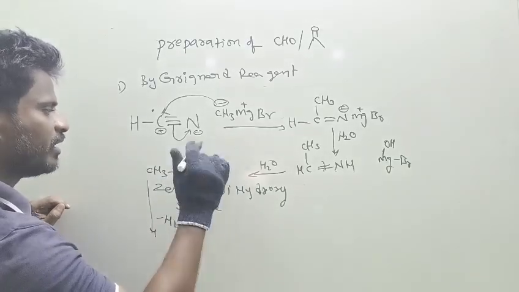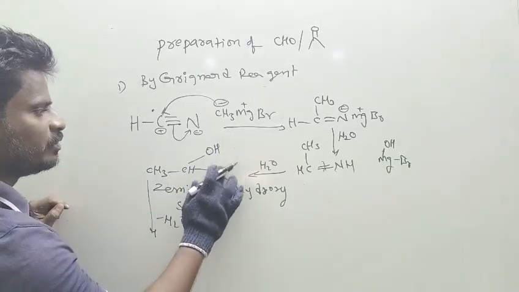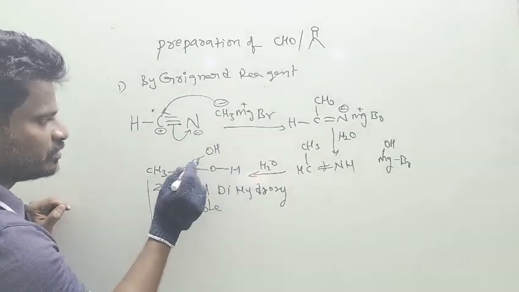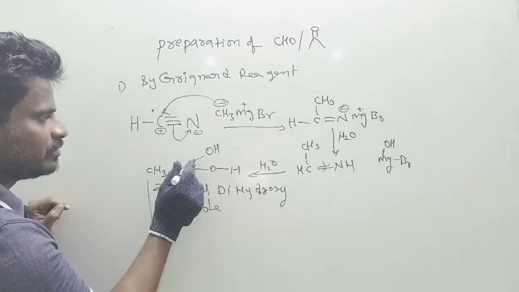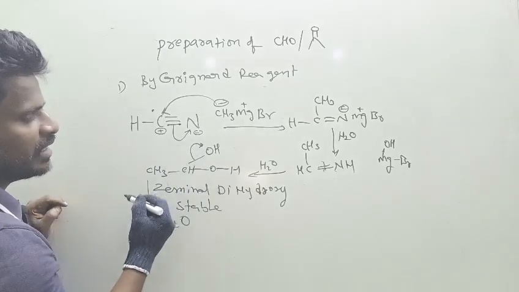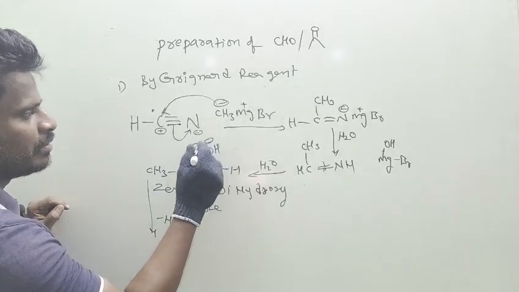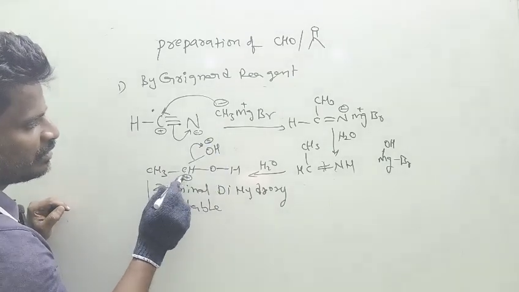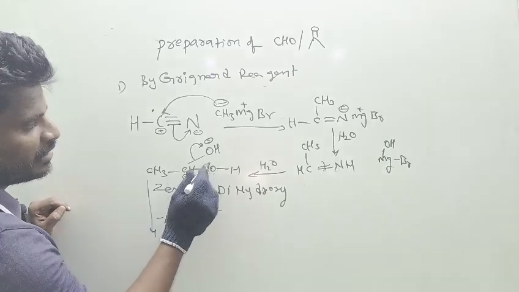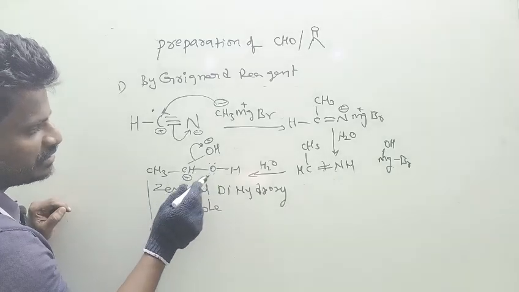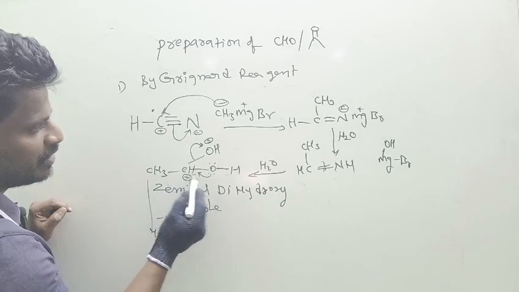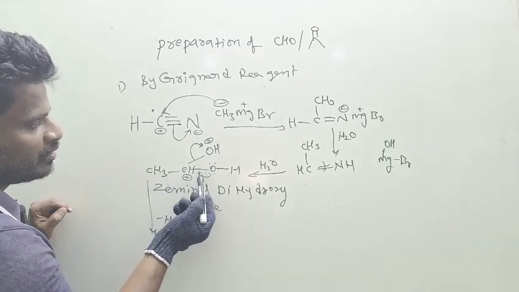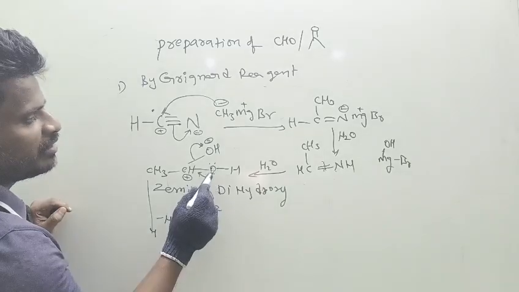How does it take place? Here the OH group is present, and in this OH group, oxygen is highly electronegative. This sigma bond shifts towards oxygen and is released as minus. Carbon gains positive charge. Adjacent to the positive charge, there is a lone pair of electrons on the oxygen. These electrons shift towards the positively charged carbon and make a pi bond.